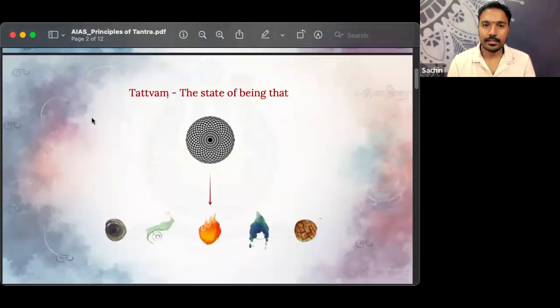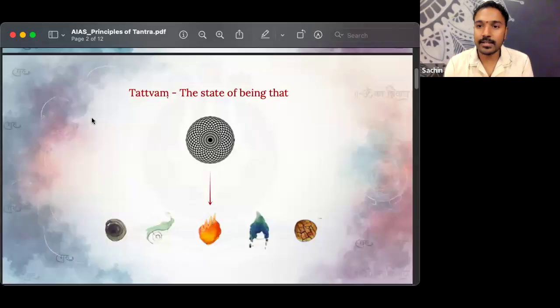So the term tattva is used to denote everything which remains in a particular state. The word meaning is the state of being that. We say manushyatvam. You might have heard of this term. What is manushyatvam? It is the state of being a human being. Manushya is human being, so it's called manushyatvam. So when we say tattvam, tat means that. So tattvam is the state of being that.